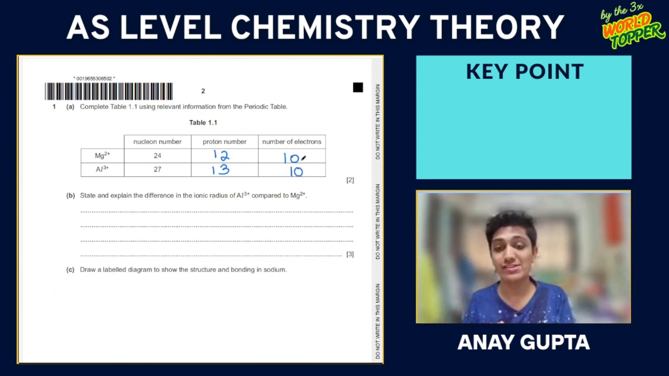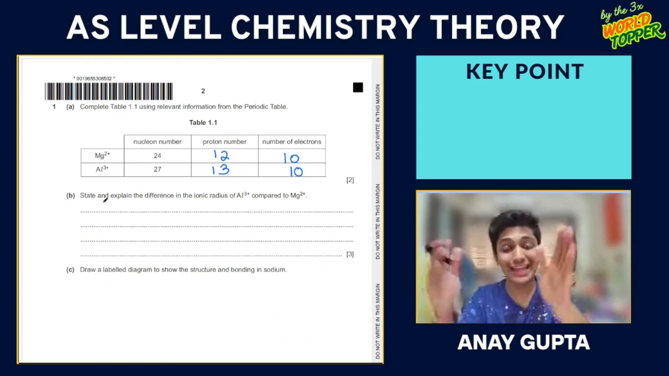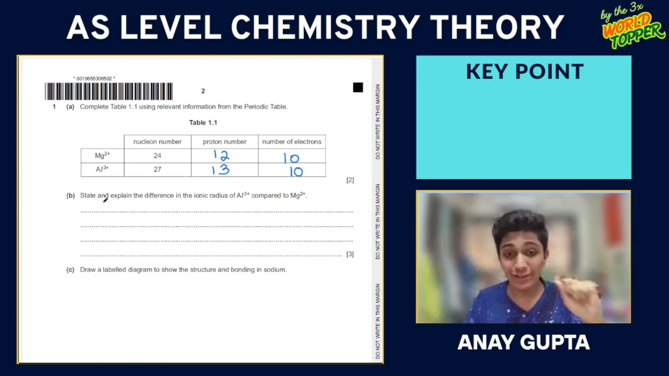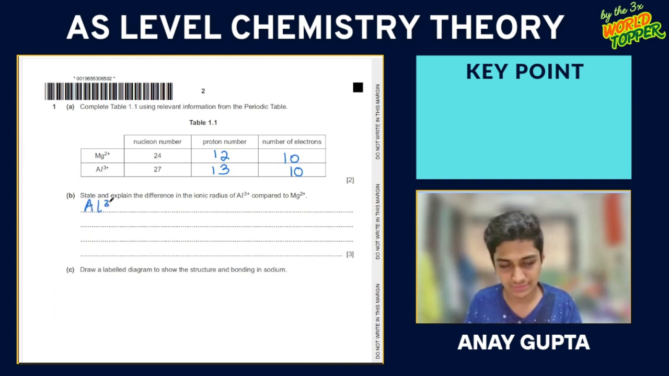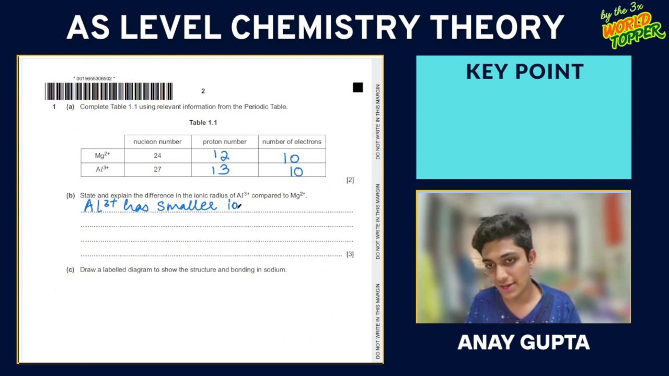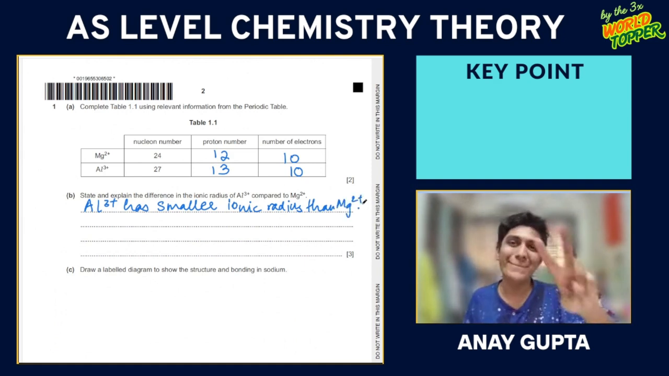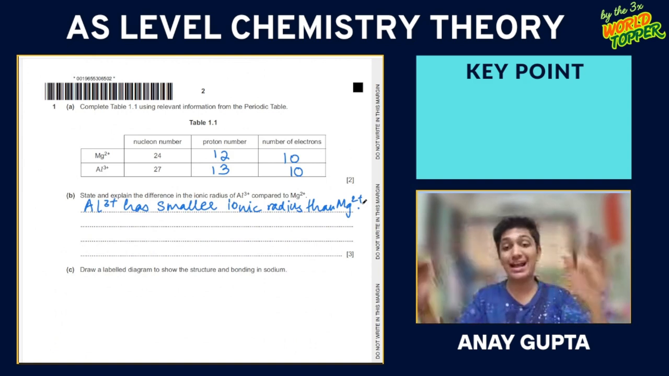State and explain the difference in the ionic radius of aluminium 3+ compared to magnesium 2+. So we know that across a period, the ionic radius decreases. We already know this from the periodic table. So the ionic radius of Al3+ is smaller, has a smaller ionic radius than Mg2+. Now we know that there are two major factors that affect the ionic radius.